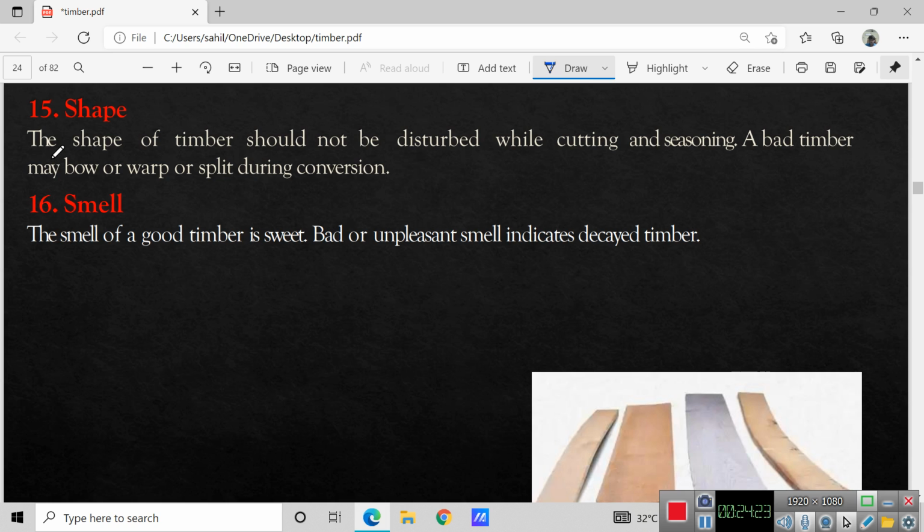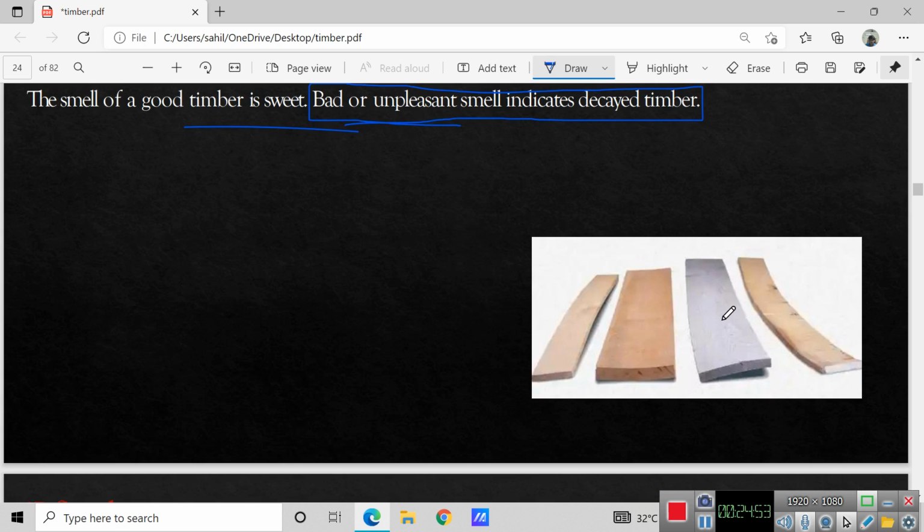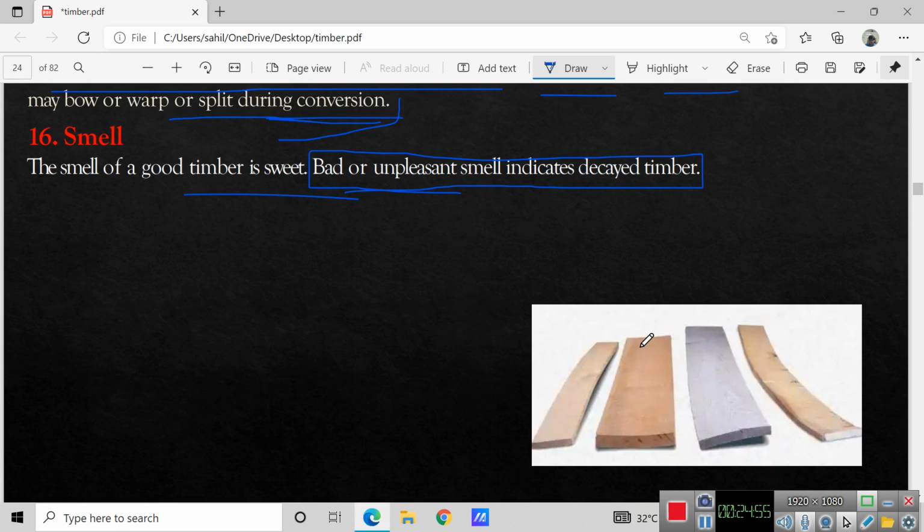Now here, shape. The shape of timber should not be disturbed while cutting and seasoning. A bad timber may bow or warp or split during conversion. Now smell. The smell of a good timber is sweet. A bad or unpleasant smell indicates decayed timber, or there may be a defect in the timber. Now here are some woods which you can see that are distorted in shape, and mainly they get distorted during conversion.